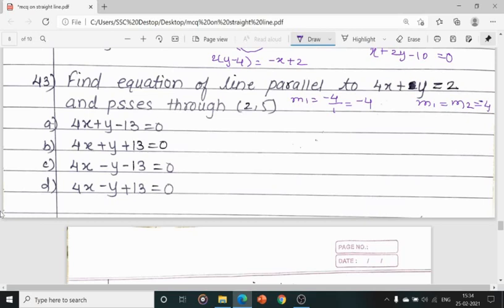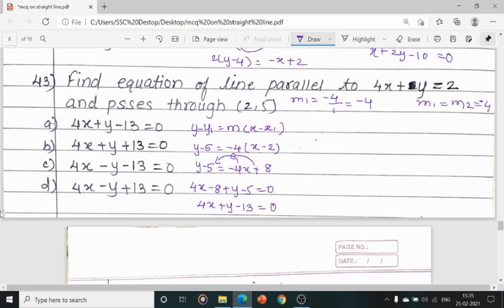We are going to use that slope in the slope point form. So y minus y1 is equal to m into x minus x1. Put the values. y minus 5 is equal to minus 4 into x minus 2. Solve. y minus 5 is equal to minus 4x plus 8. So 4x minus 8 plus y minus 5 is equal to 0. Take this value to this side. So 4x plus y minus 13 is the required answer. 4x plus y minus 13, that is option A.